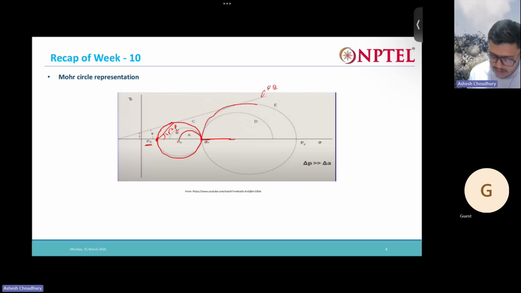Similarly, if we extend the circle in this direction, this point will give you the passive earth pressure. And this angle here is 45 minus phi by 2.